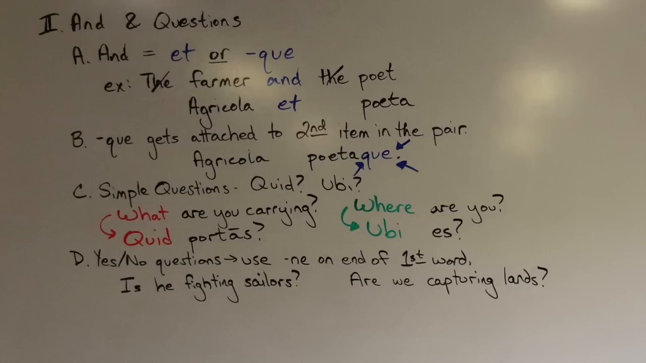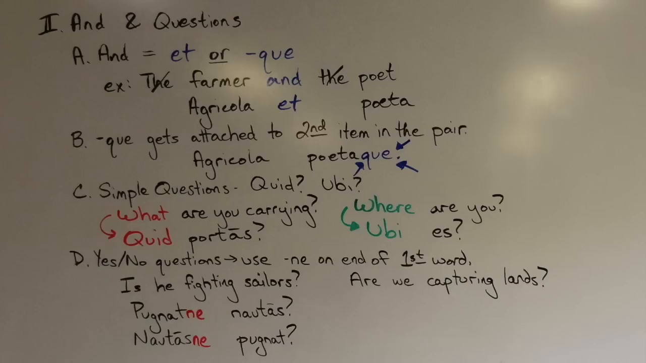It could either be arranged in Latin as "pugnat nautas" or "nautas pugnat," because of Latin's flexible word order. In either case, we would add the "-ne" to indicate a yes-no question onto the first word in this sentence. So we would either get "pugnatne nautas" or "nautasne pugnat." No matter what, it gets attached to the first word.